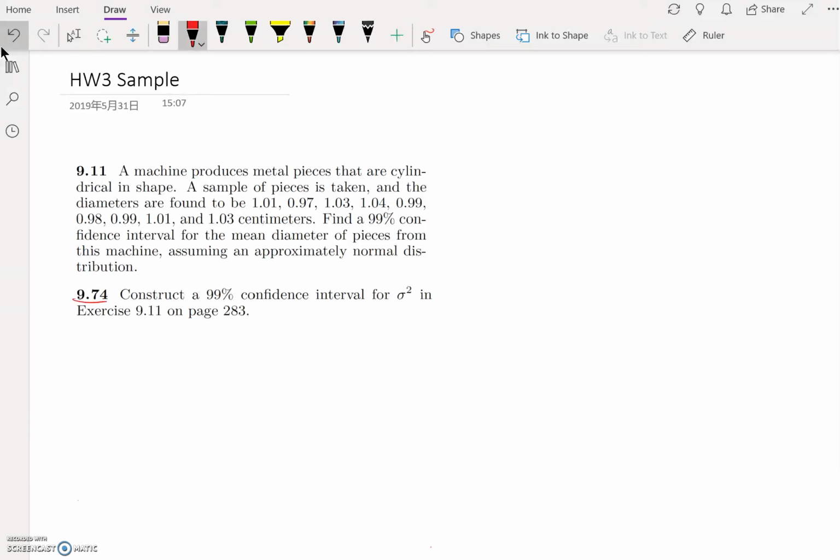Those two problems are the same problem setting, so I just put them together. Let's look at the problems.